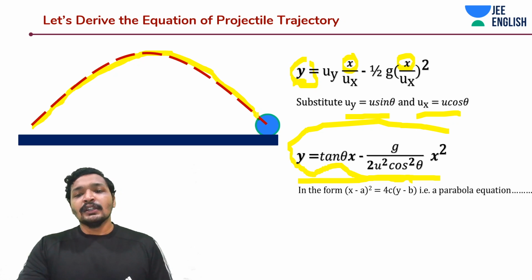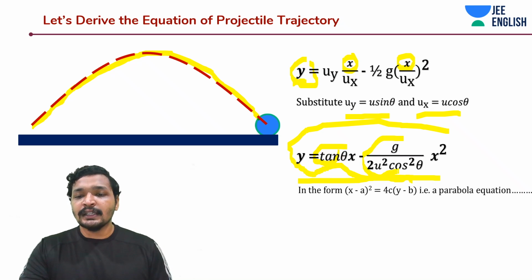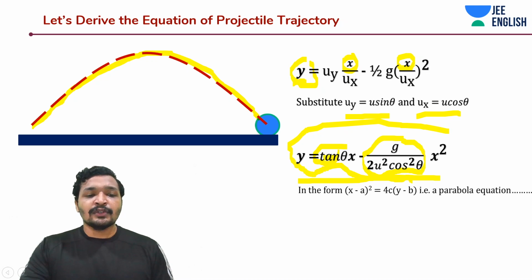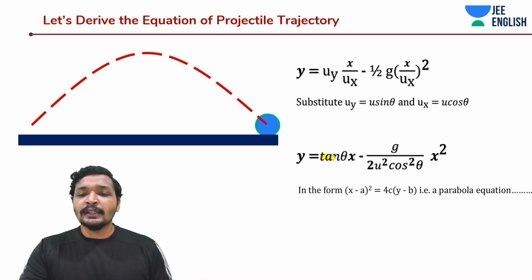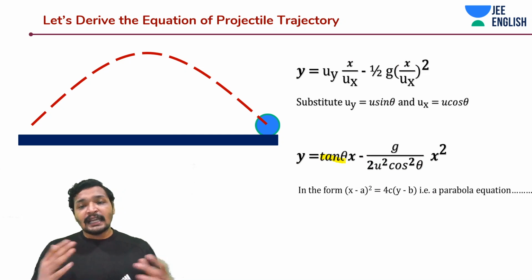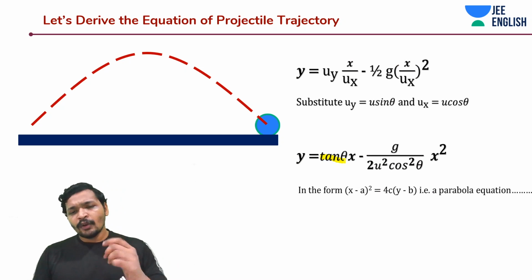So this tan theta is constant, and this minus g by 2 u squared cos square theta, you basically get by substituting ux is equal to u cos theta. In this case, you have substituted both uy and ux, which becomes tan theta.